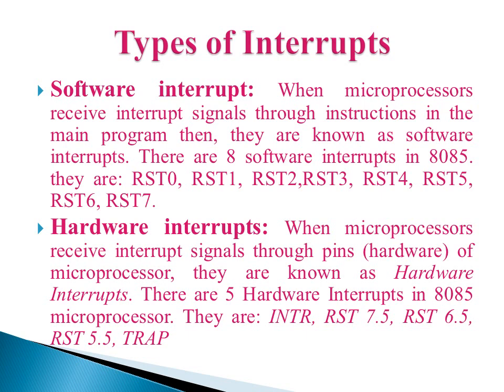Next type of interrupt is hardware interrupt. When the microprocessor receives the interrupt signal through the pins of the microprocessor, they are known as hardware interrupts. There are 5 hardware interrupts in the 8085 microprocessor. They are INTR, RST 7.5, RST 6.5, RST 5.5 and trap. We are talking about these interrupts only.